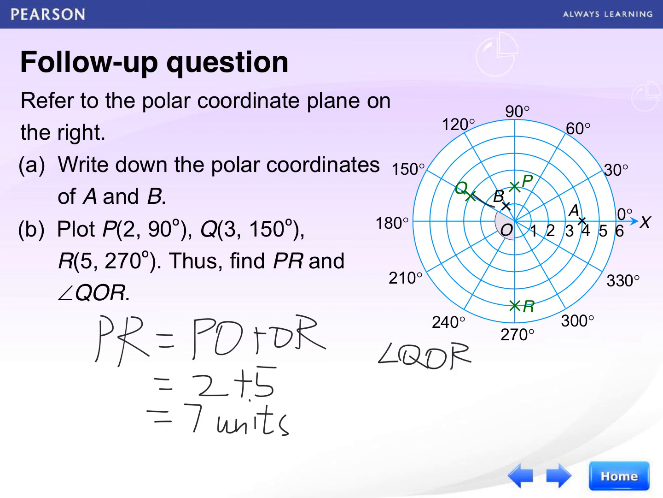For angle QOR, this angle, it will become 270 degrees minus 150 degrees. So it is 120 degrees for angle QOR. So that's it for the polar coordinate system.